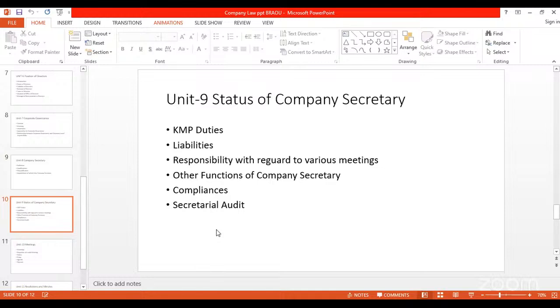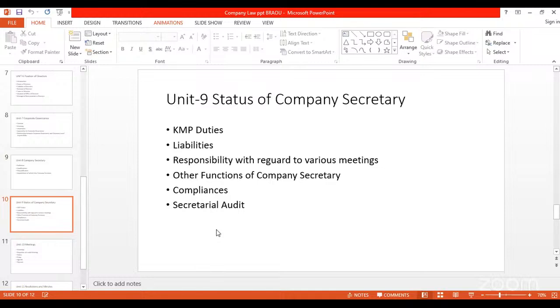The first thing is CS as a statutory officer. Similarly, we have studied about the appointment as a statutory one. Now we will study the roles in the context of statutory officer. A CS is an officer responsible for various compliances under different acts. The responsibility has also increased as he has been included in the definition of KMP. So, he is liable to punishment by way of imprisonment, fine, or otherwise for violation of the provisions of the Companies Act. Also, the Act makes it obligatory for the secretary to sign the annual returns and financial statements of the company.